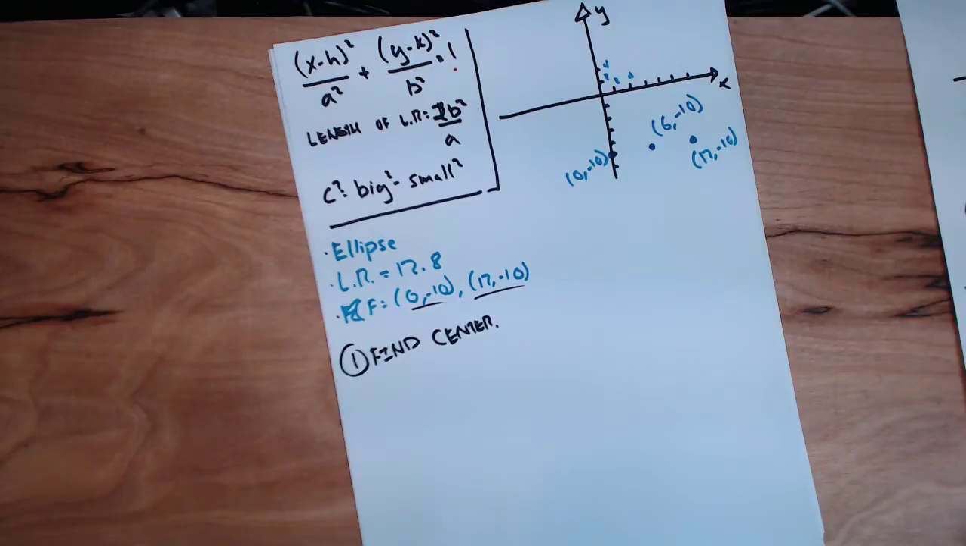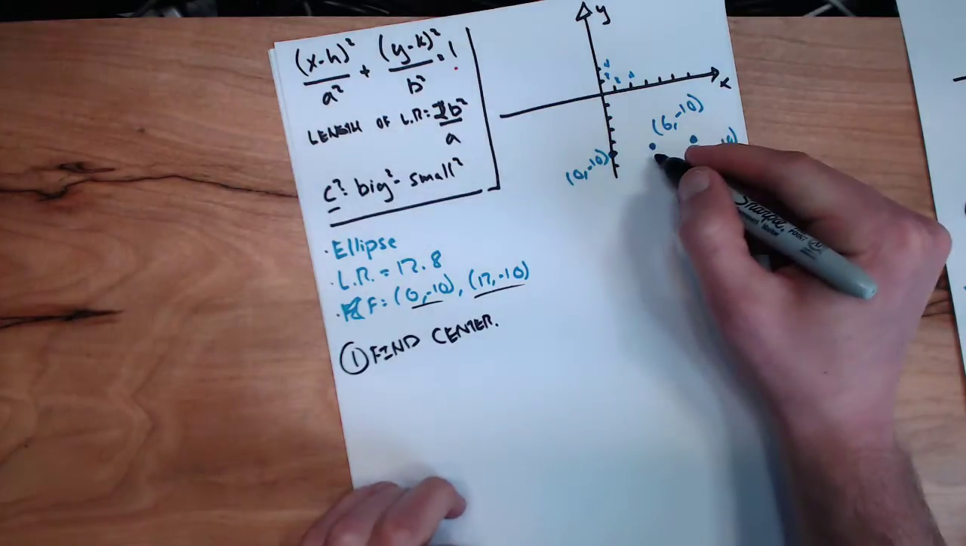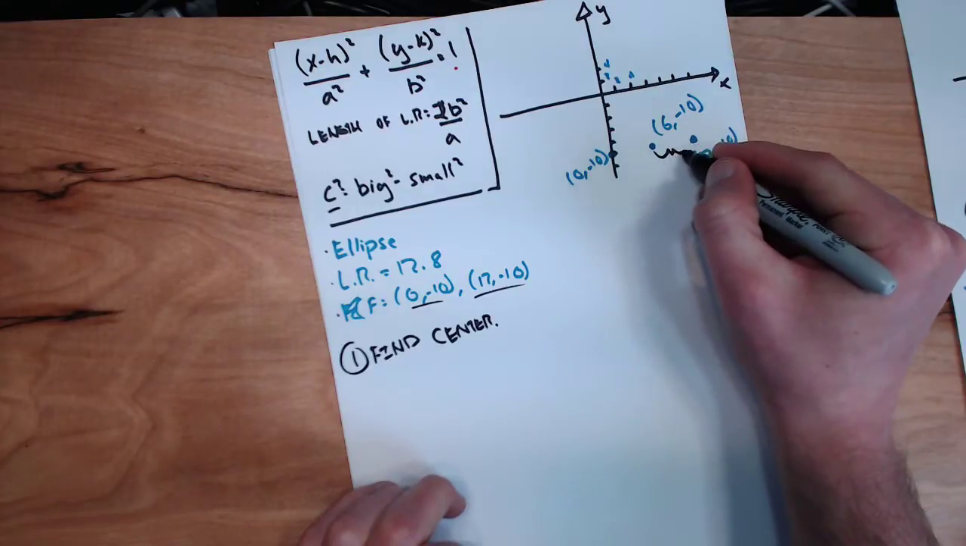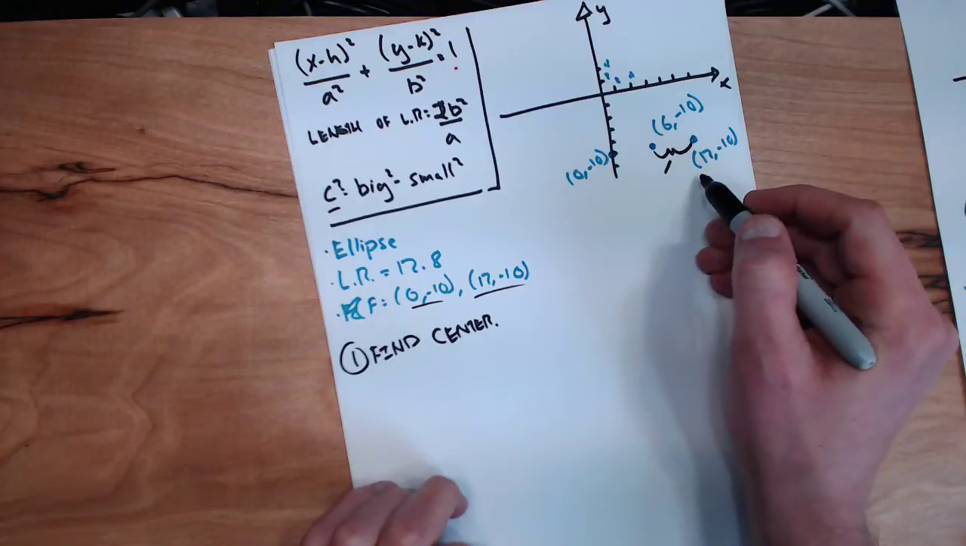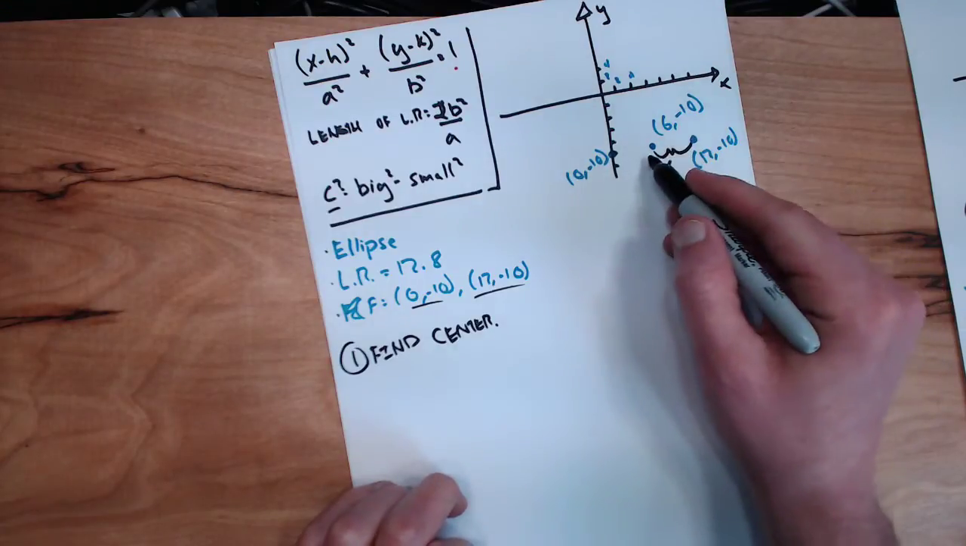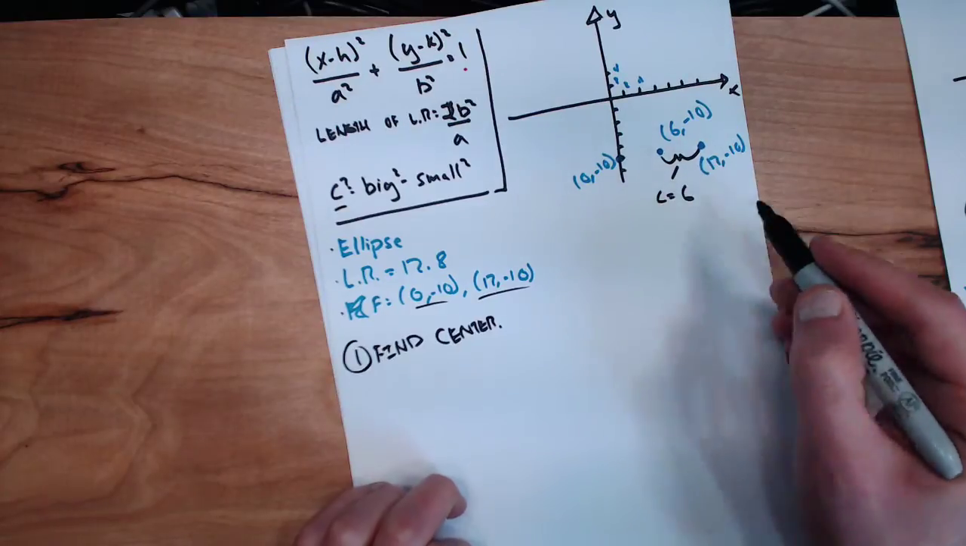The next thing to think about is if you have foci and you have a center, then you should be able to find c. Because remember, the definition of c is the distance between our center and our foci. The official way to do this is to use the distance formula, but if you can infer it or see it on your graph, then more power to you. So our distance here, c, is equal to 6. There's 6 units between 6 and 12.